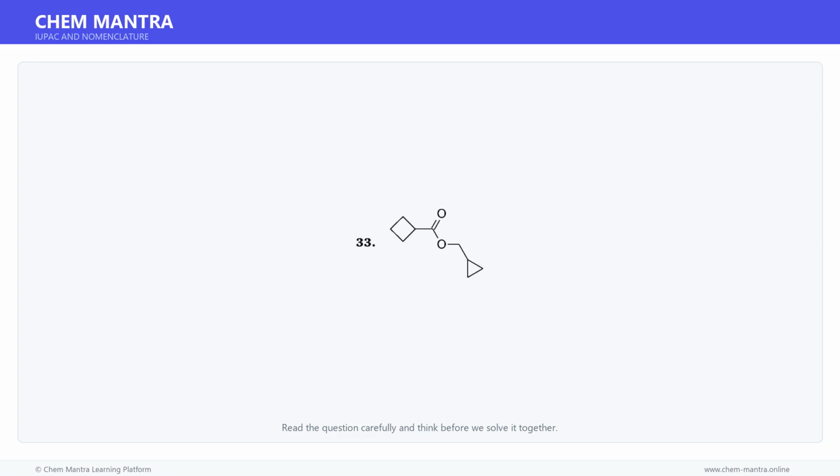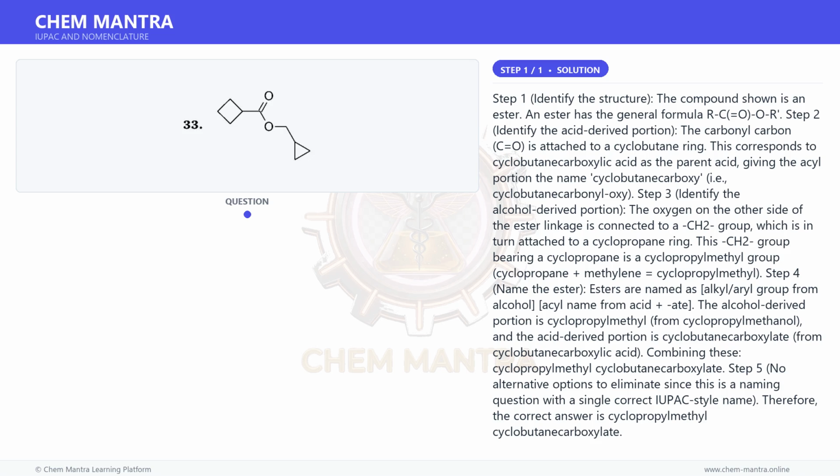Here is a question. Read it carefully and think about the answer. Let us solve it step by step. Let us begin solving this step by step. Step 1. Identify the structure.